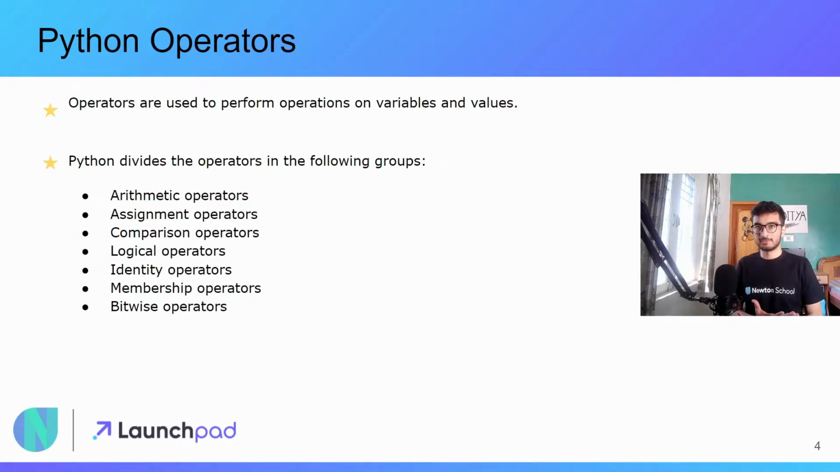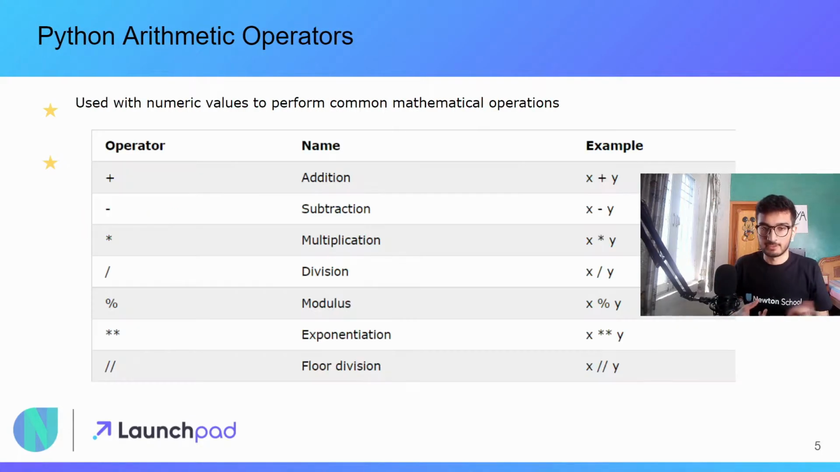So getting started with it, we'll talk about Python operators first. These operators are used to perform various operations on variables and different values. So Python has different operators. It divides them into the following groups. There are arithmetic operators, assignment operators, comparison operators, logical operators, identity, membership, and bitwise operators. We'll look at all of these as we go. First, we'll get started with arithmetic operators.